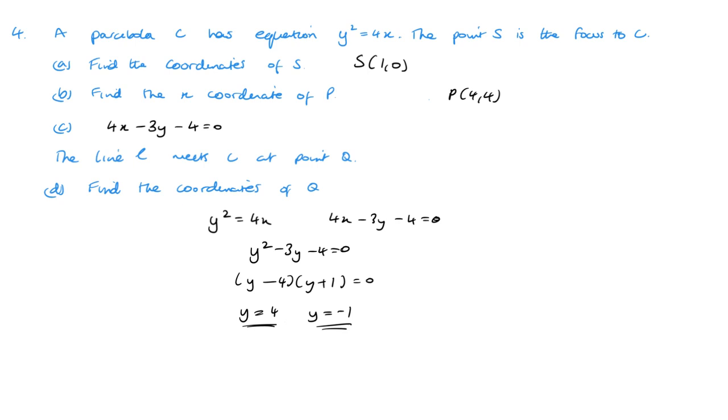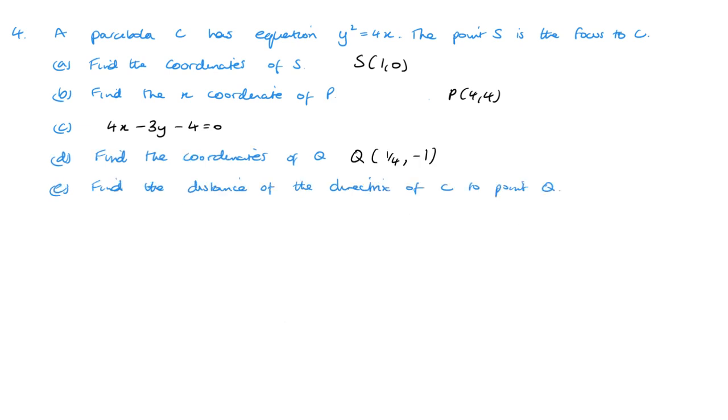So now when y equals negative 1, let's go into the y squared equals 4x. So that's negative 1 squared equals 4x, x equals 1/4. So Q is 1/4, minus 1. That was minus 1 squared. Same thing there, yeah? So 1/4, minus 1.